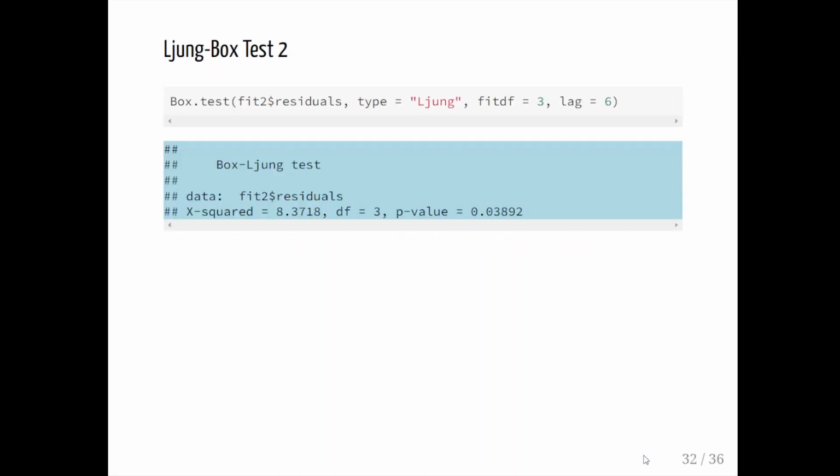So this is lag equals 6, and we get a p-value of 0.03892. Same result. Okay. And for lag 12, the p-value is 0.04057. So in all three cases, we get a p-value less than 0.05. So we get three significant results here.